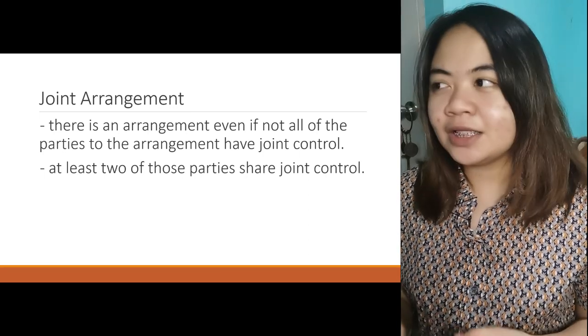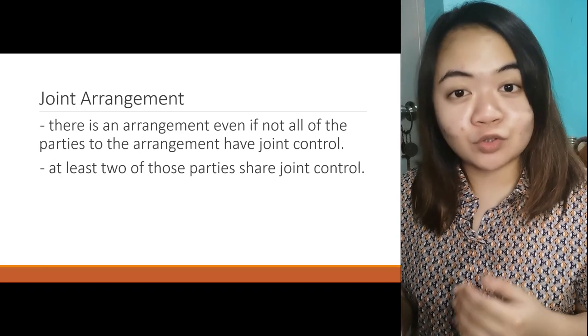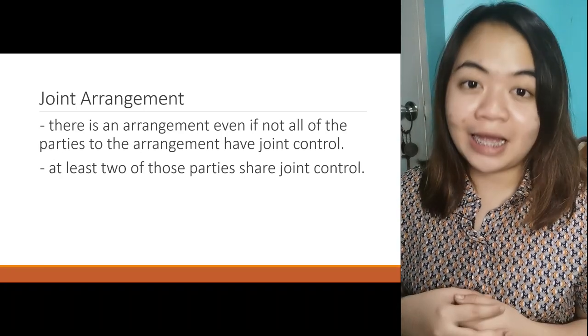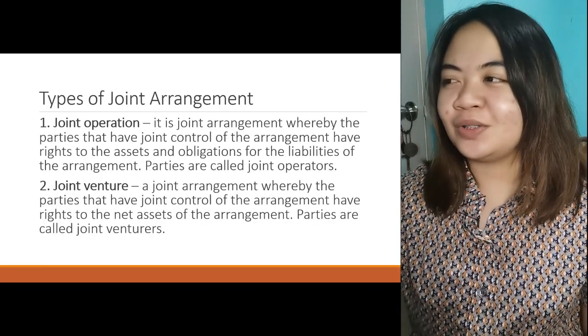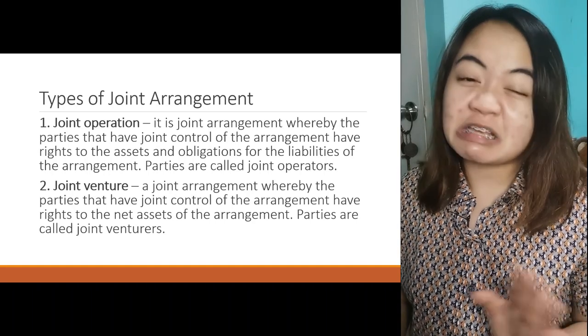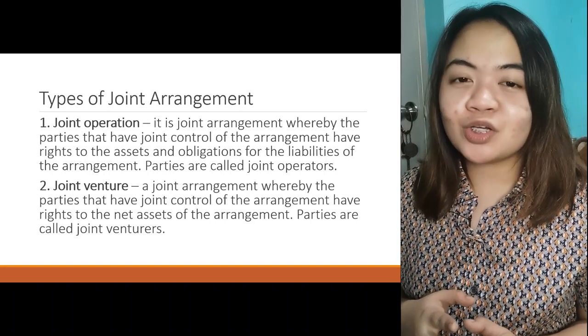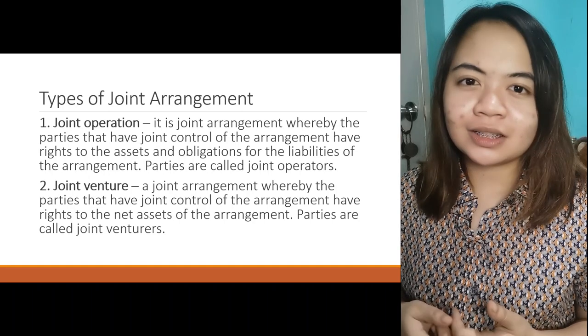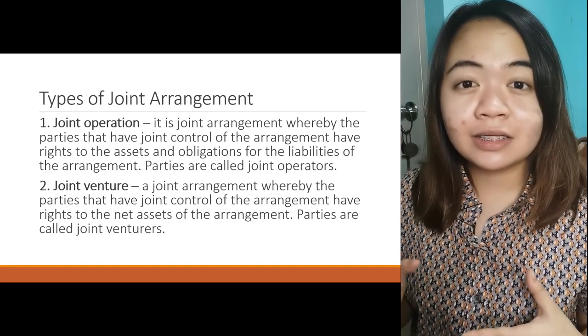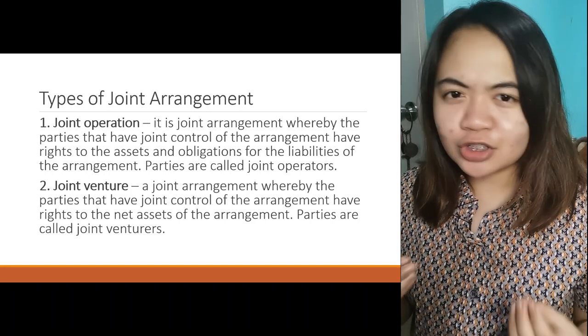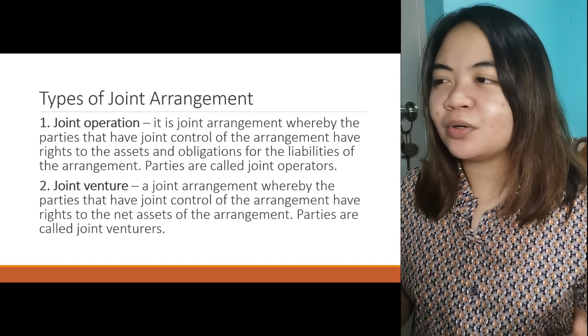Okay, so again, not all of the parties in a joint arrangement have joint control. At least two of them should have joint control. Okay, so types of joint arrangement. Yung sinasabi ko kanina, there are two types of joint arrangement based on their criteria, classification, descriptions.